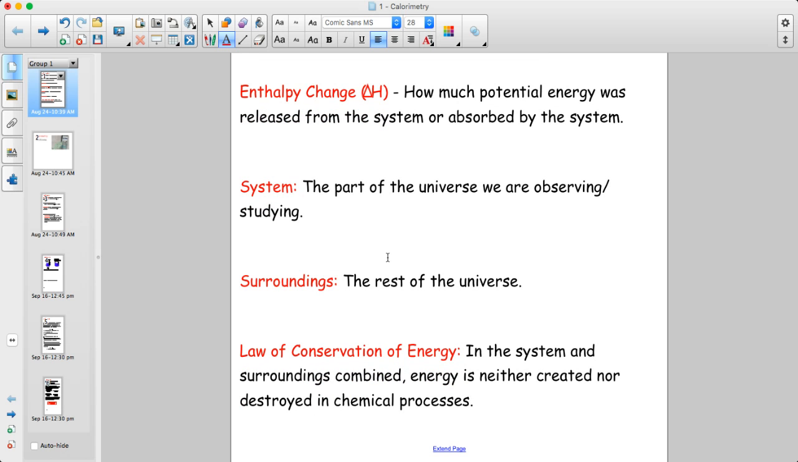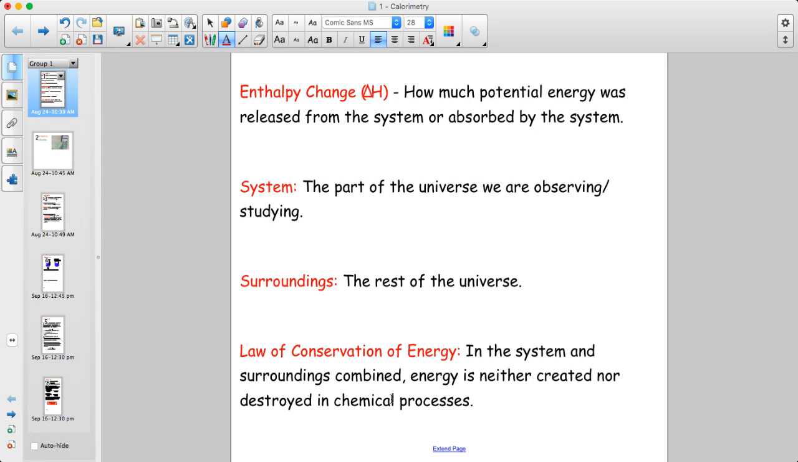You're going to hear the term system and surroundings a lot. Technically, system is just any part of the universe that you're observing at a particular time. And the surroundings is everything else. And we do that because it helps us talk about energy transfers with simpler language. We're all aware of the law of conservation of energy, which says that in total, in the universe, energy is neither created nor destroyed in these chemical processes. So what we're really talking about is energy going from one part of the universe to another.